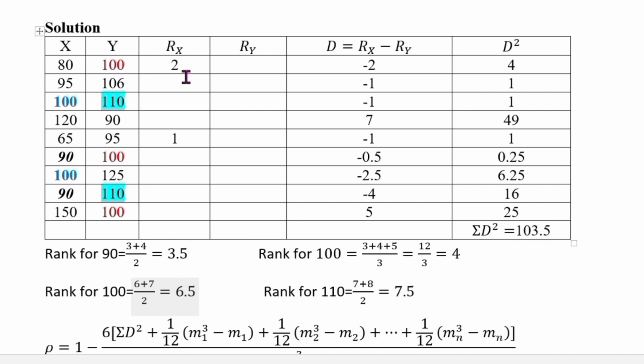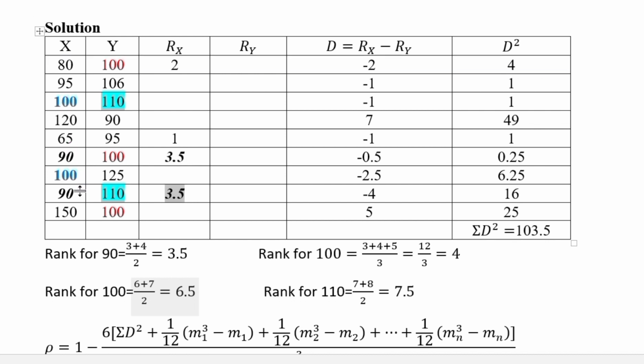Then after that, we shall have 90. You realize there are two 90s here. We have this 90 and this one here. So one of them will take rank 3, another one rank 4. Take those ranks, add them, divide by 2. 3 plus 4 divided by 2 gives us 3.5. That means each of the 90s will be ranked 3.5.